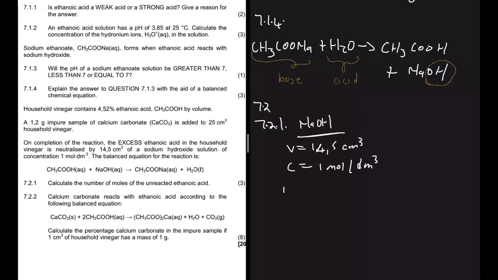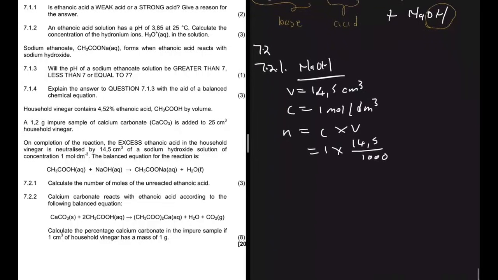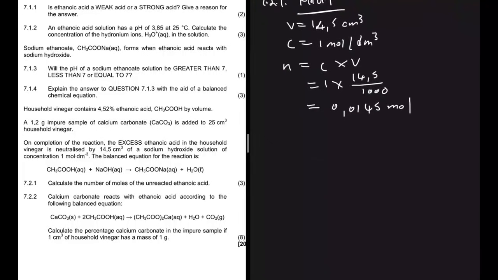So from here we can see that the number of moles is equal to the concentration multiplied by the volume. We know the concentration fully well, that is 1, and the volume is 14.5 divided by 1,000. By now you should know why I'm dividing by 1,000. I'm converting the centimeter cube to decimeter cube. So if I divide that by 1,000, it's giving me 0.0145 moles, right? So now I want you to look at something.